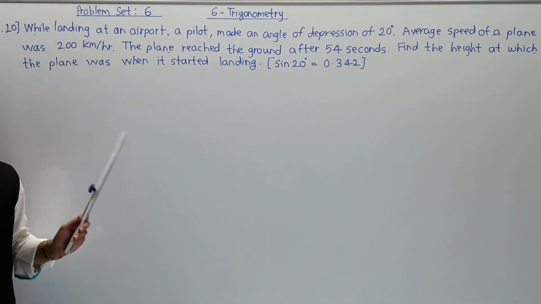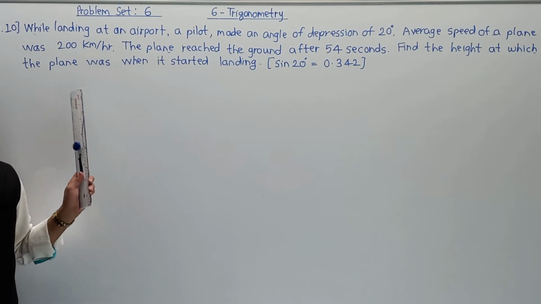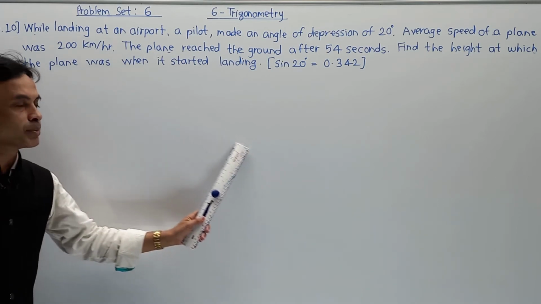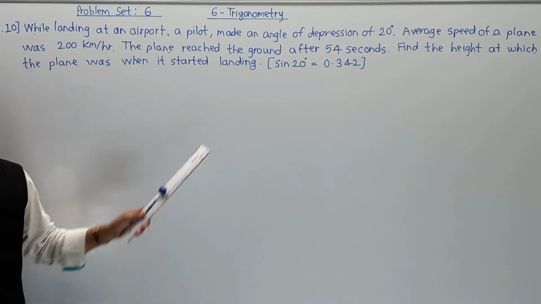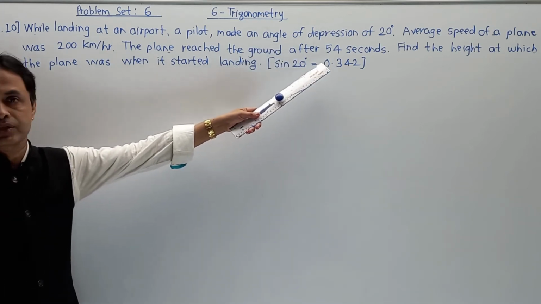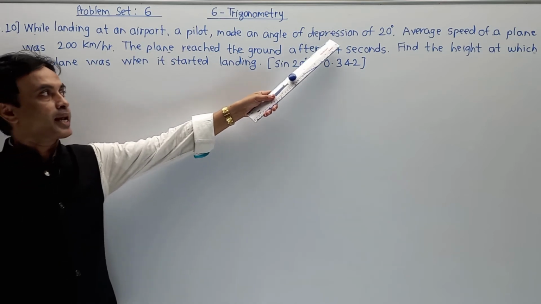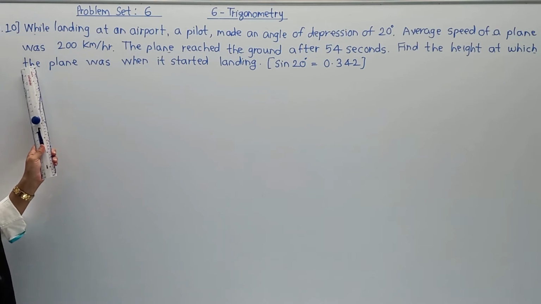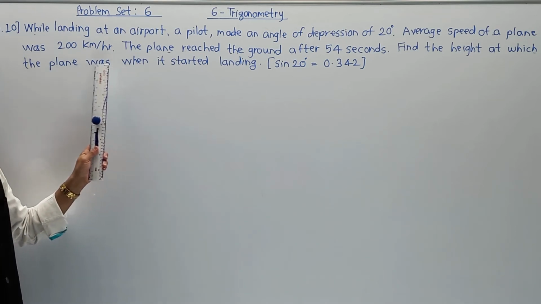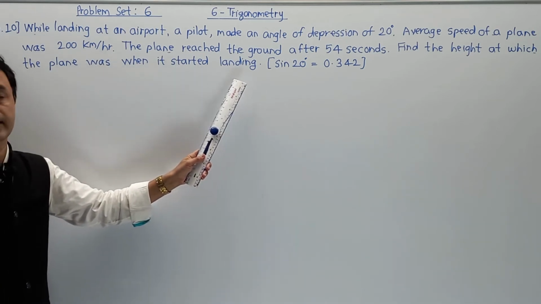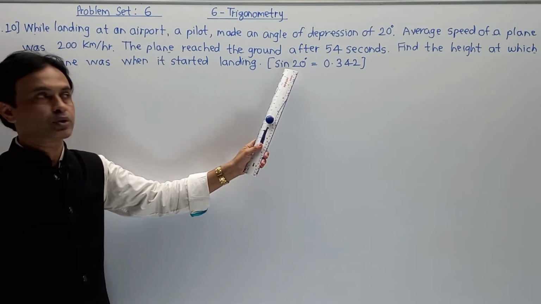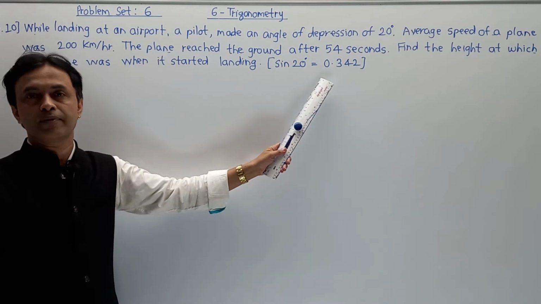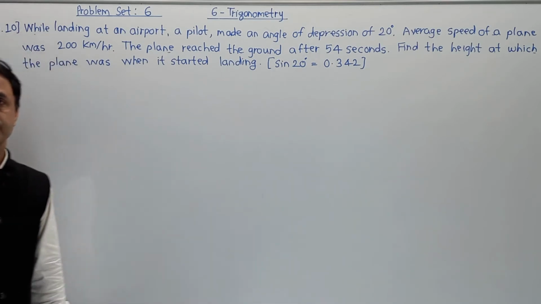It means there is a pilot in a plane, and that plane is at a top position, and from that position it is coming towards the ground. Generally it takes 54 seconds as per the condition, and the angle of depression is 20 degree. Now find the height at which the plane was when it started landing. Since the angle of depression is 20 degree, they have given sine 20 degree. From the given value itself they have given a hint that you have to use the sine formula with 20 degree.